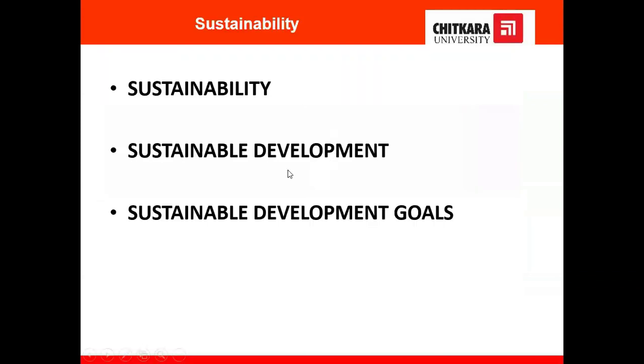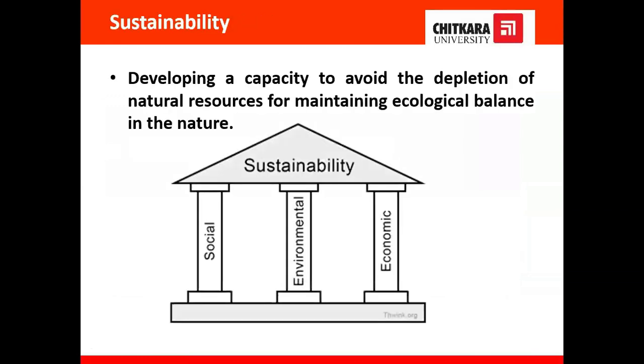So what is basically sustainability? Sustainable development goals. Developing a capacity to avoid the depletion of natural resources for maintaining ecological balance in nature. If we have to make an ecological balance, we have to maintain environmental balance. So we have to take care of all these three, which are social, environmental, economic. That means every sustainability has three pillars.